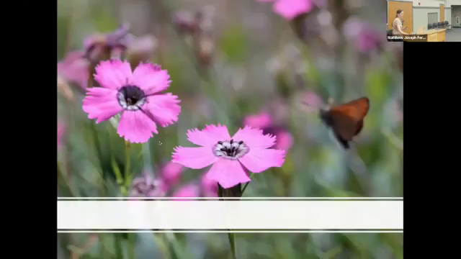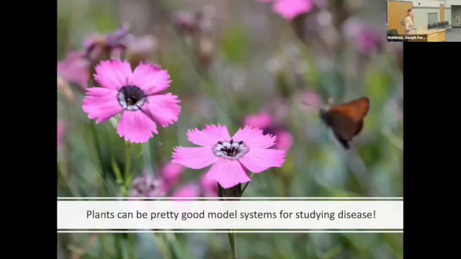And finally, if you took nothing else, I hope you'll be convinced that plants can be a pretty good model system for studying disease, and they're also really cute.